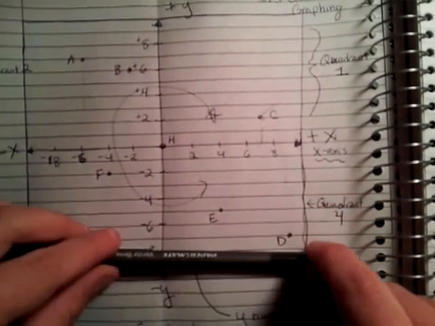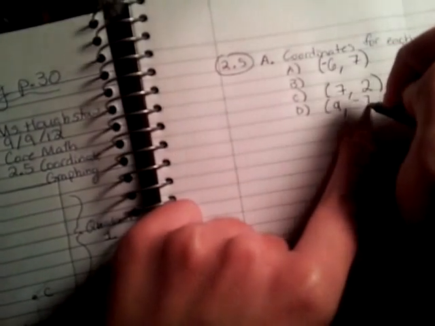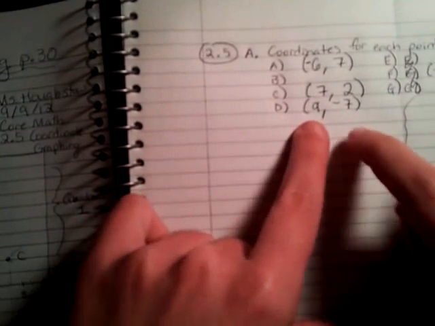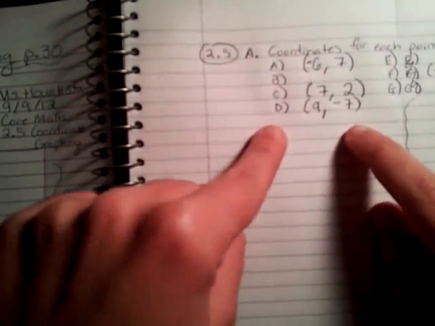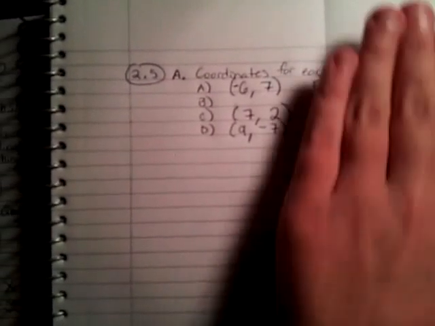Point D is at x equals 9, y equals negative 7. So we'll mark that down here. And there we go. We have our answers for A, C, D, and F. One point for each quadrant. And we'll ignore that little mishap. Let's try question B.